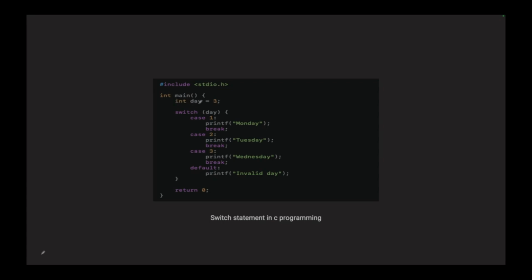For example, here you can see the program: int day equals 3. Now we have initialized the day variable with the integer 3, switch day. Now we are giving an expression for day. This is 3. The switch will read the value of day, that is 3, and it will search for the case. Case 3 is day equals 3, so it will print Wednesday and break the program. If the input was randomly initialized to something outside 1 to 4, no case will be matched and the default will be executed, that is invalid day, and finally it will stop the condition.